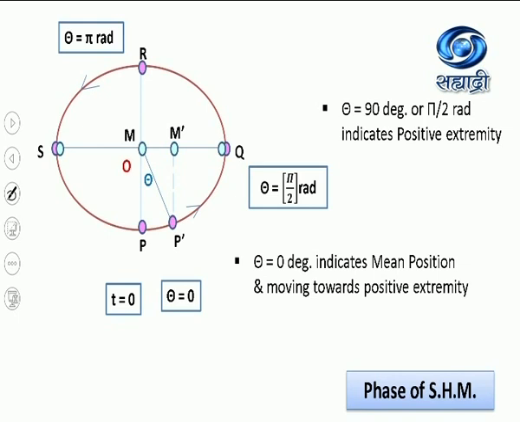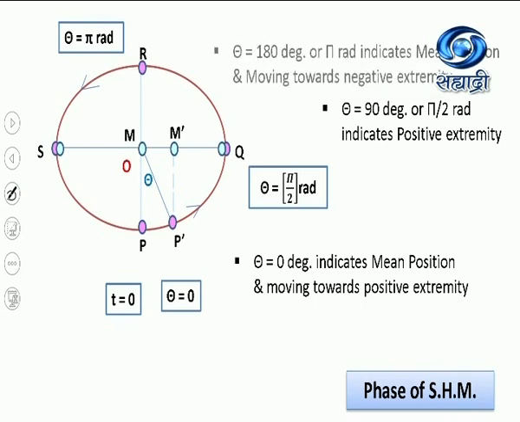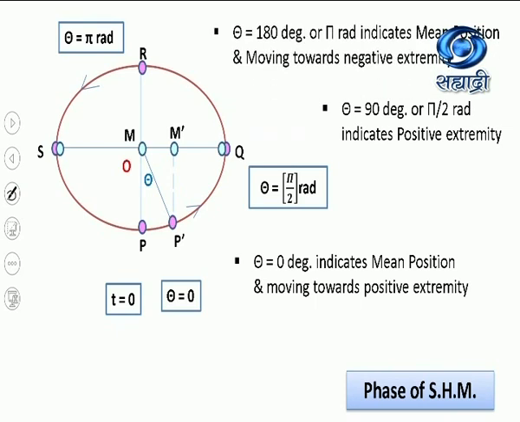Same thing over here, when the particle performing UCM reaches R, theta is equal to pi radians. That means the phase of SHM for M is equal to pi radians, which indicates that the particle is now at mean position and it has covered half of the oscillation, and now it will start its journey towards the negative extreme or left extreme, say position S.